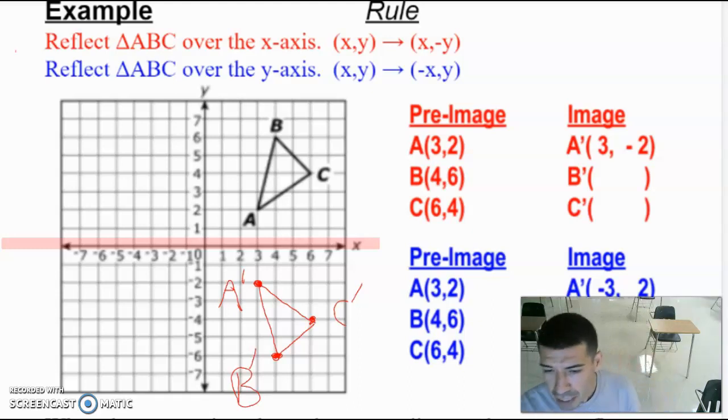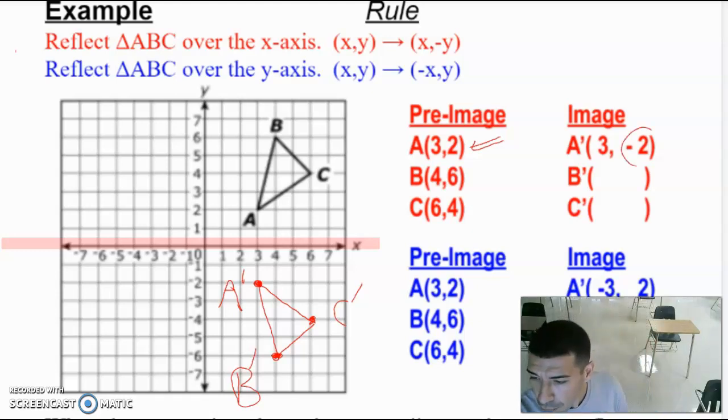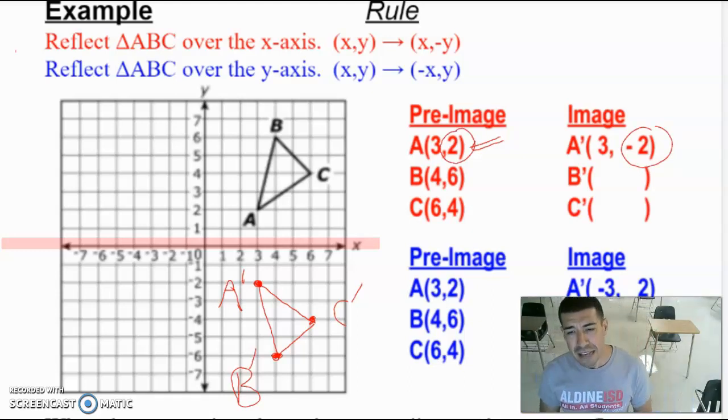I'm only listing one coordinate. Look at new A, at the coordinate for new A. The original, the pre-image, was (3, 2). Notice what happened. The 2 changes sign. So that's the rule. When you reflect over the x-axis, the y, the opposite letter, changes sign.